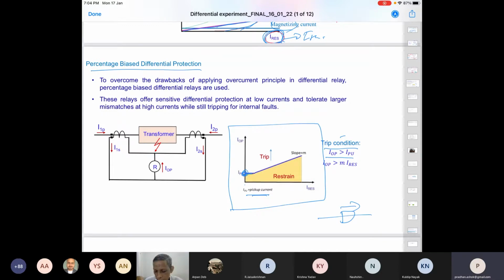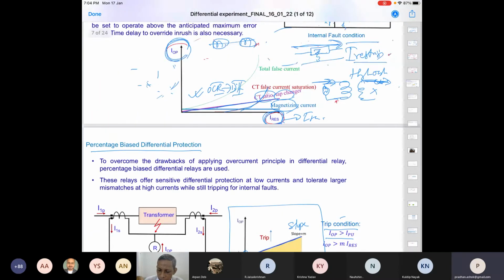Then we have some horizontal line. These are not generally fault situations. And then we have a line like this with a slope of m. How to decide that slope? I told you here: combine all these issues, add all of them, then you get a combined curve like this. So this is the total false current or spill current, which may cheat us.